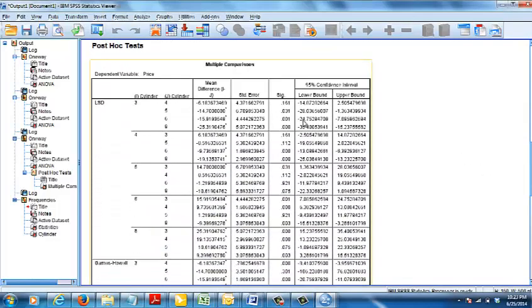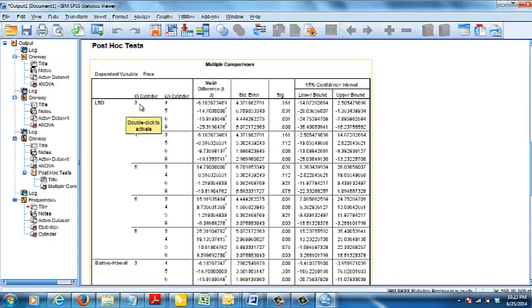If they were unequal, I would be reading this LSD one, but if they were equal, I'd read LSD. If they were unequal, I'd read the Games-Howell. But here's how you read it. What this group is doing is comparing each of the values to each of the other values.